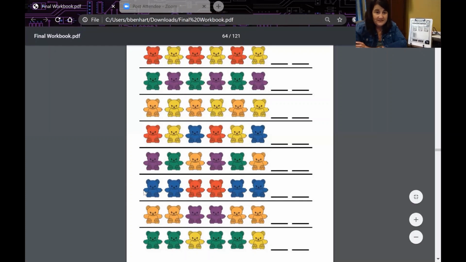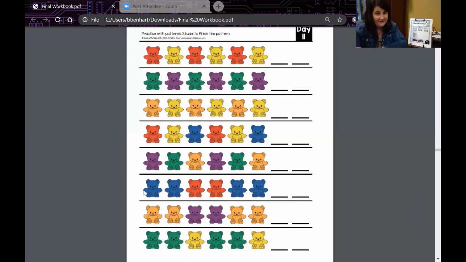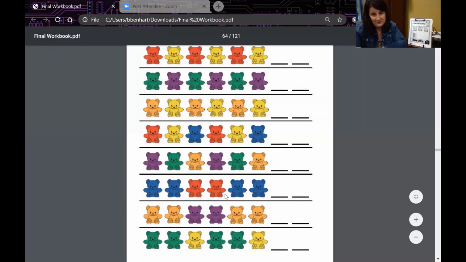Now this pattern's interesting because we have 2 colors, but there are 2 blue in a row and then 2 red in a row. So this one's a little bit different. Blue, blue, red, red. Blue, blue. If you said red, red, you're correct. So let's go to the beginning and say this one again. Blue, blue, red, red. Blue, blue, red, red. In this pattern, we have 2 blue and then 2 red. 2 blue and then 2 red would continue the pattern.